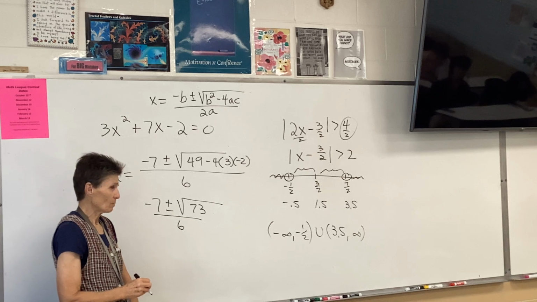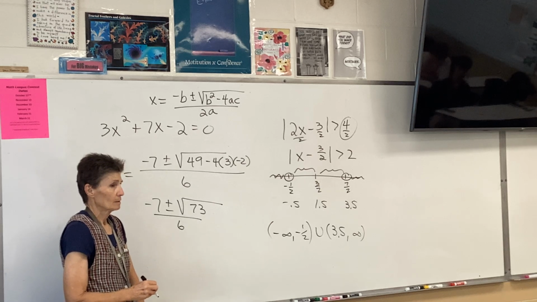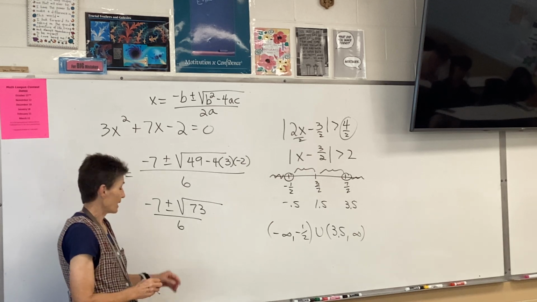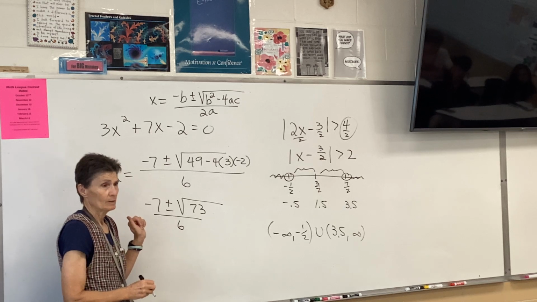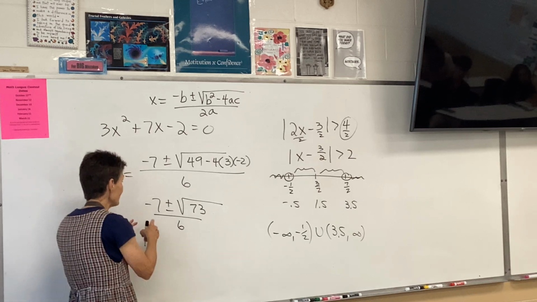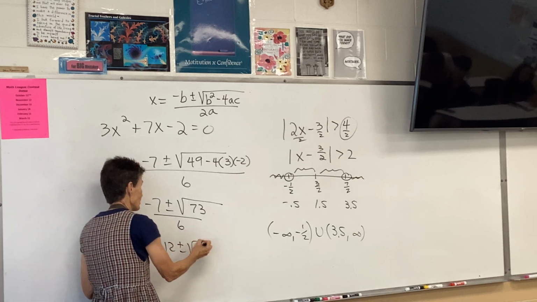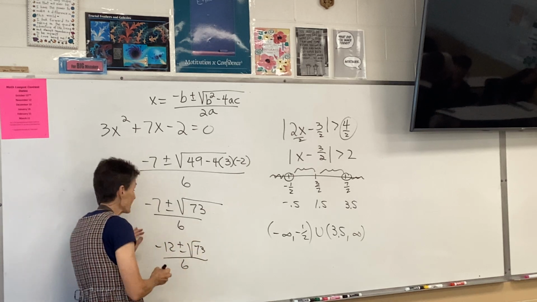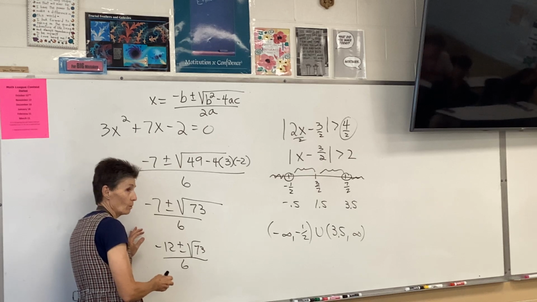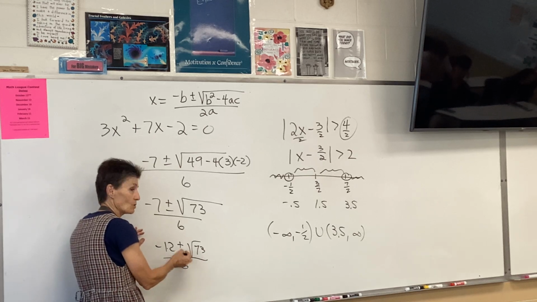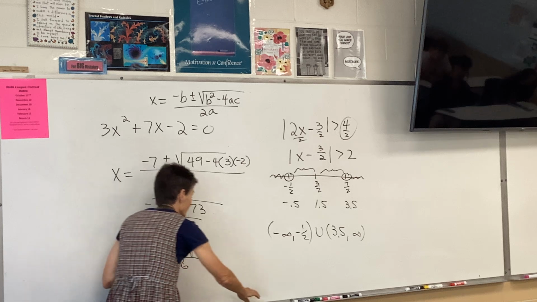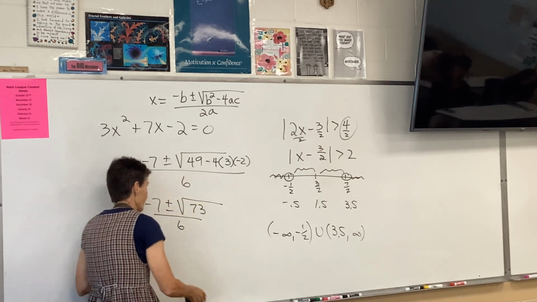Now, does 73 break down? No. Can I cancel anything? No. But remember, even if this would have been -12 plus or minus root 73 over 6, could I cancel anything? No, because you have to be able to cancel everywhere, and you can't. Here, with our problem, you can't anyway.